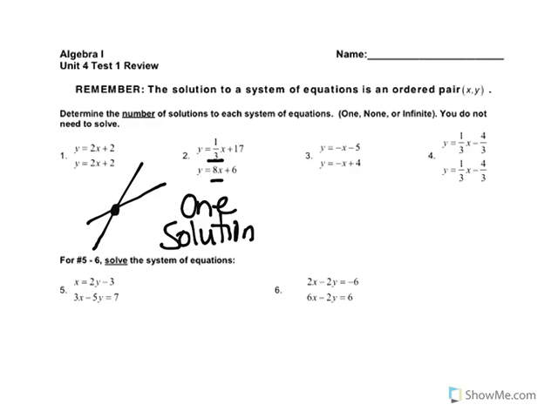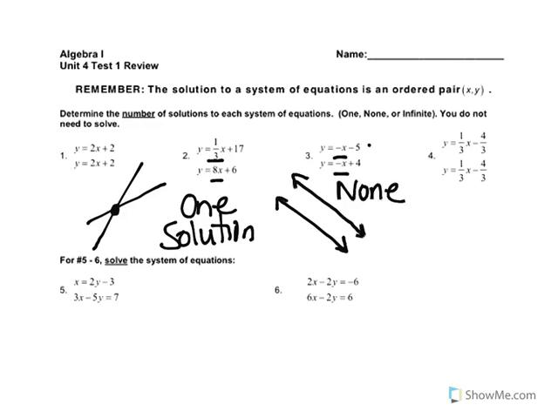On number 3, we see that these two both have the same slope, but different y-intercepts. So if I were to graph these two lines, they would look like this. Oops, that second one not so good. Let's try it again. Like that. The lines would be parallel. They're never going to intersect, so there's no solutions.